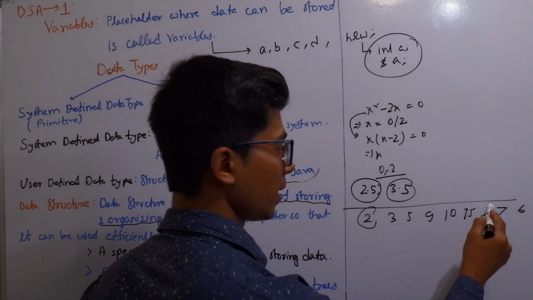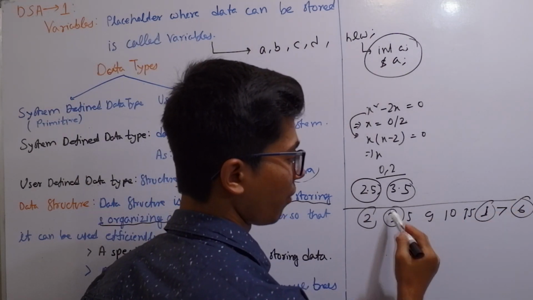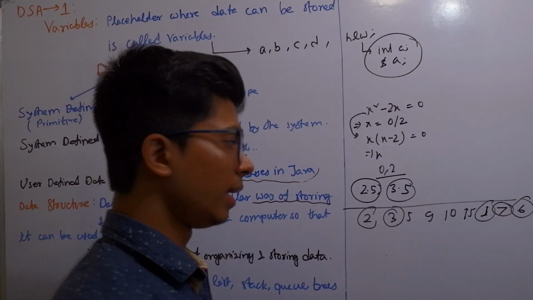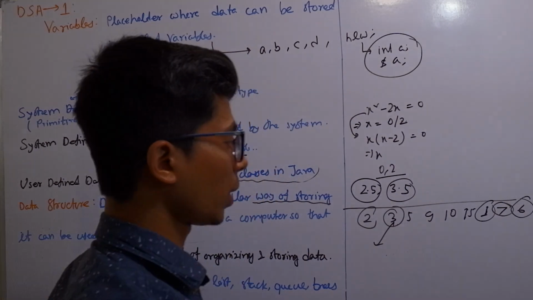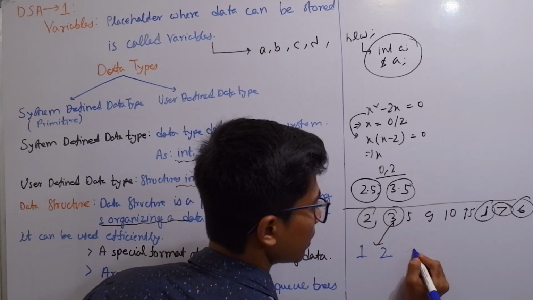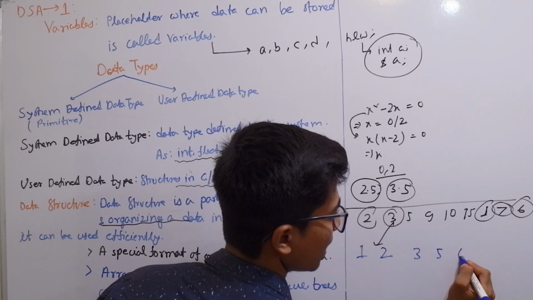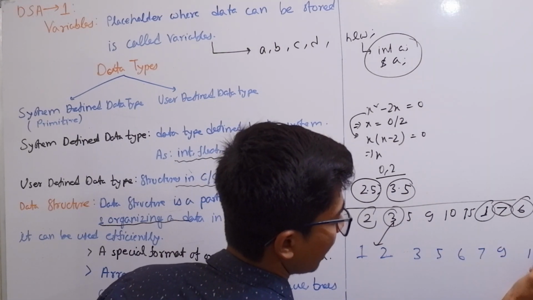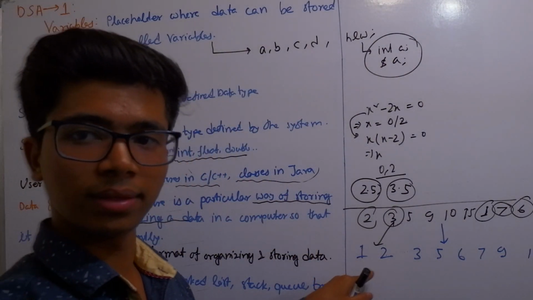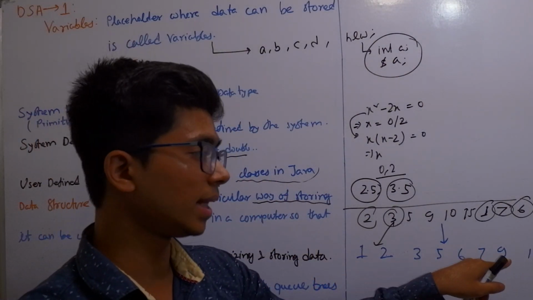Here there is 2, here this is 1, here this is 6, here this is 5, here there is 7. So the data is not organized properly. Now we can organize the data in a proper way, like 1, 2, 3, 5, 6, 7, 9, 10, 15. So now look at this. This is a proper way of organizing the data.